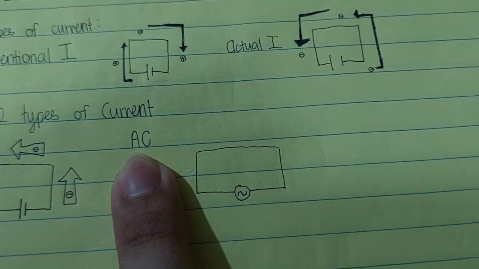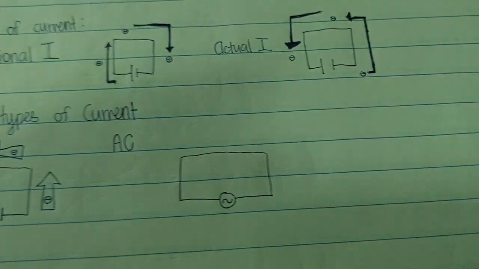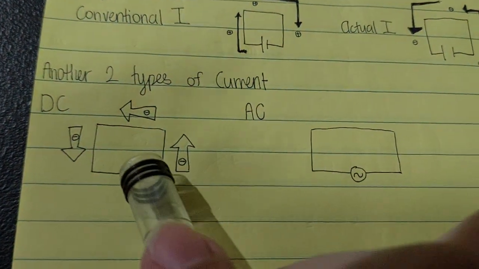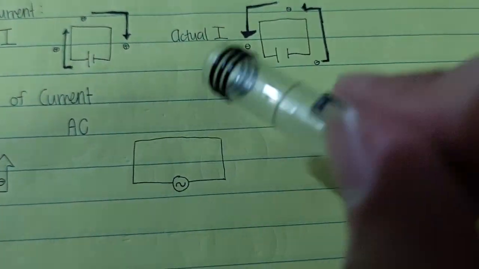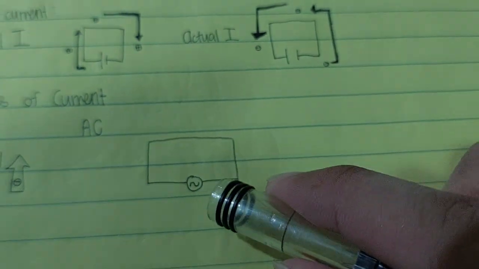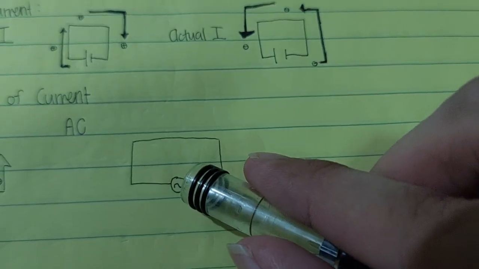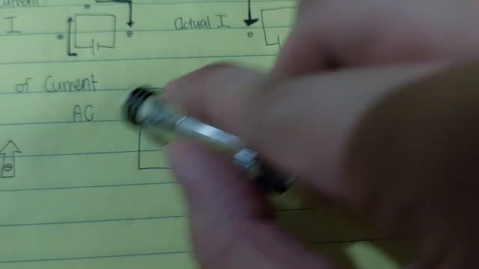AC, on the other hand, or alternating current, is pretty special, and I'll explain why. In DC, the electrons only flow in one direction, but AC has the direction of flow alternating. Normally, the electrons would go from this side to that, but it's going to switch every now and then. It's going to go right to left, left to right, right to left, left to right.